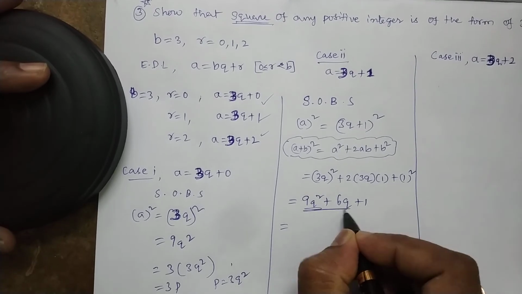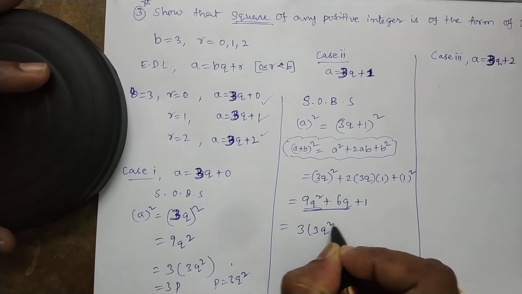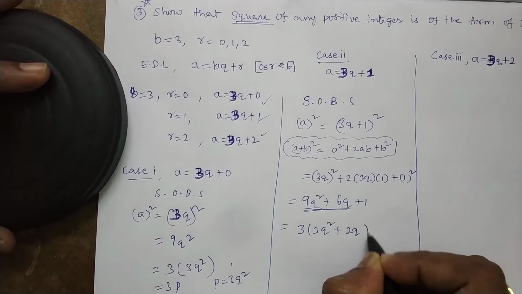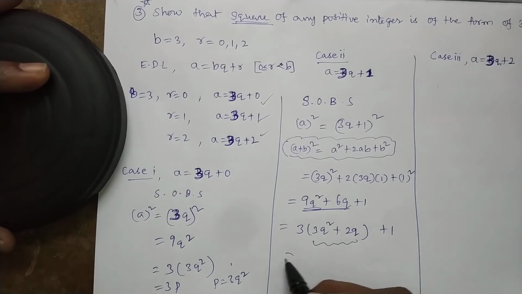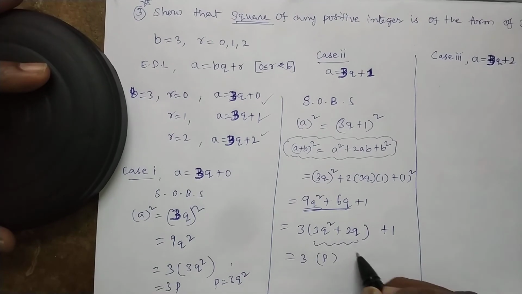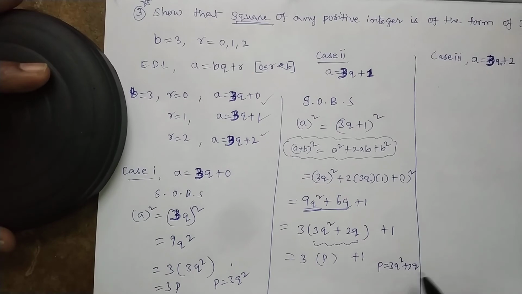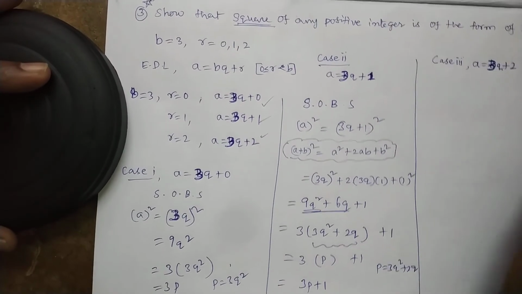Now you have to take 3 common here. So 3q square, 3 twos are 6q, and the plus 1 will not come as a common. Now you can consider this total bracket part as p, where p is equal to 3q square plus 2q for some positive integer values. So which is equal to 3p plus 1. Similarly, we will do that also.